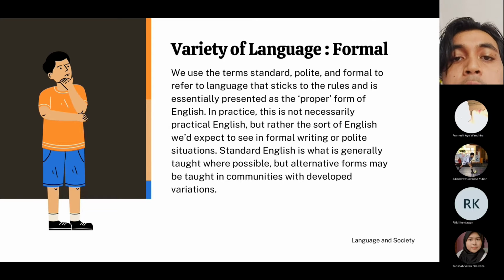Variety of language. First is formal. We use the terms standard, polite, and formal to refer to language that sticks to the rules and is essentially presented as the proper form of English. In practice, this is not necessarily practical English, but rather the sort of English we expect to see in formal writing or polite situations. Standard English is what is generally taught where possible, but alternative forms may be taught in communities with developed variation.